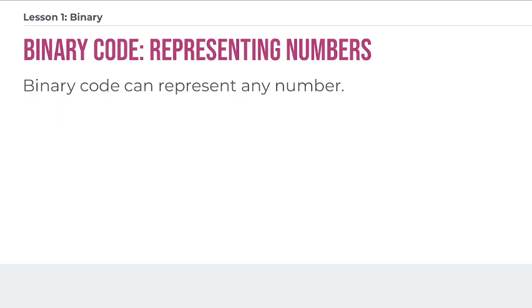But with binary code, we've been talking about how it's only ones and zeros. And so you might be thinking that, because it's only ones and zeros, there must be only a limited number of values that we could represent with those. And for the rest of this lesson, we're going to talk about how we can use binary code to represent really any number that we want.